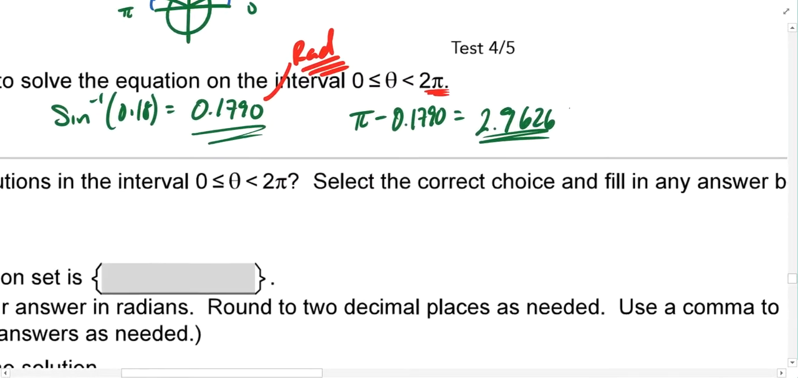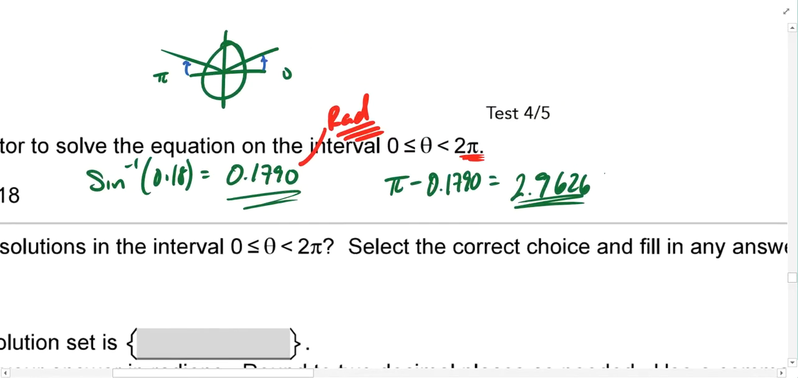So if this is one of my answers, and by the way, 0.17 radians, that's somewhere over here. I don't know exactly where, but I do know that this is pi divided by 2, which is 1.5 something. So 0.17 has to be sitting over here somewhere in the first quadrant. Well, if that's the answer that the calculator gave me, there's another position that's got sine of the same value, and that's this side over here.